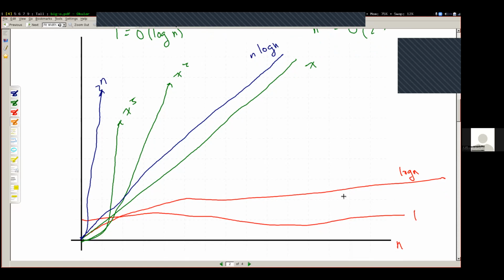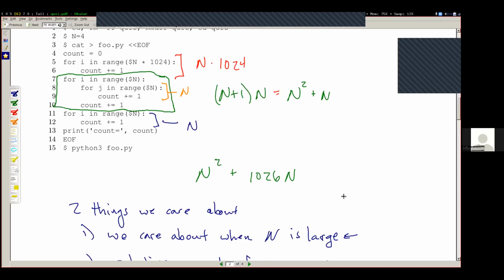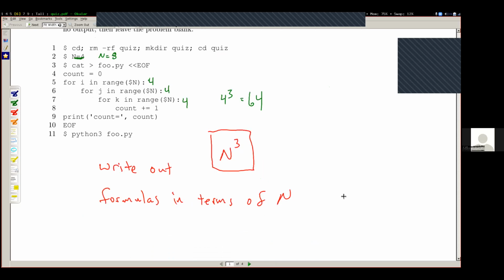Okay, let's switch back over to the quiz notes. And we'll start at the top up here. What we're going to do is use the asymptotic notation, so that's the big O, omega, and theta, to describe how this count variable is going to change as a function of n. So here we wrote in red what the count is equal to.